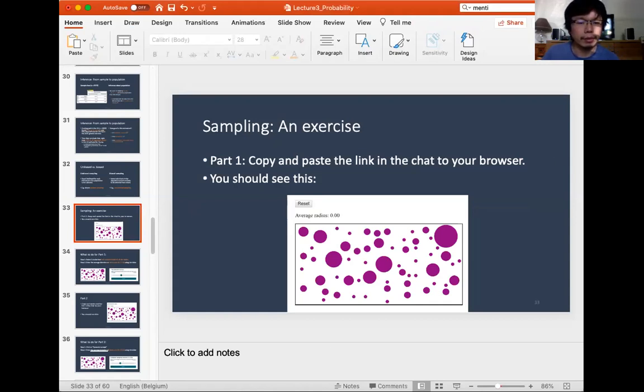Okay, so have you had a chance to open the link? If you have opened the link, you will see something like what I've shown on the screen.